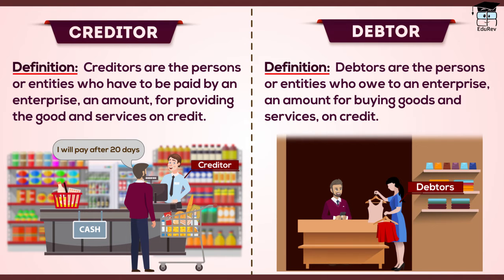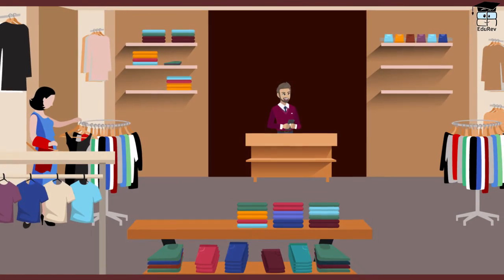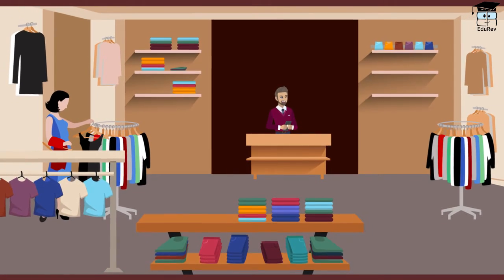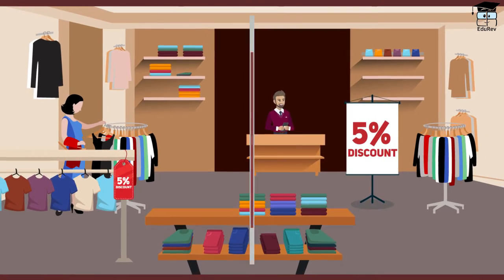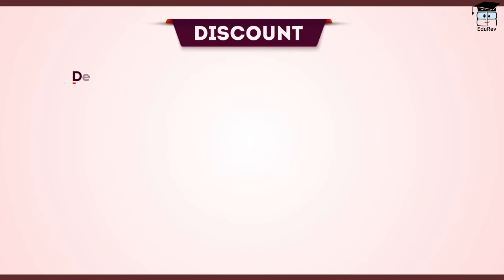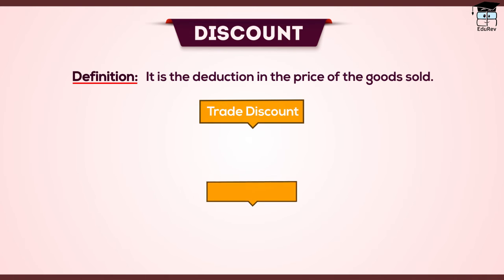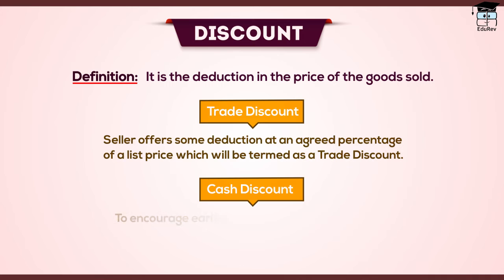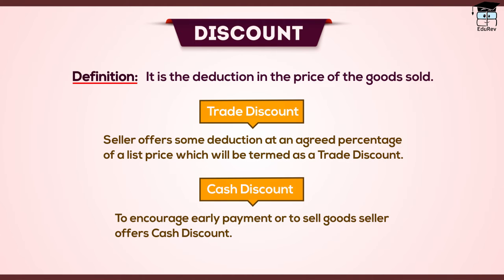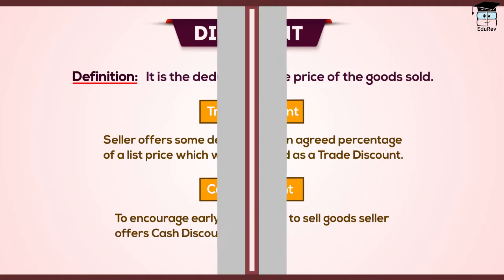Now we have seen that many times when we shop for some items, the seller gives us a discount. So let's discuss this term discount from an accounting perspective. Basically, the discount is the deduction in the price of goods sold. There are two ways of offering the discount. One is trade discount and the other is cash discount. Here is the meaning of these two discounts, and as we move forward, we will get a detailed idea about these two discounts.